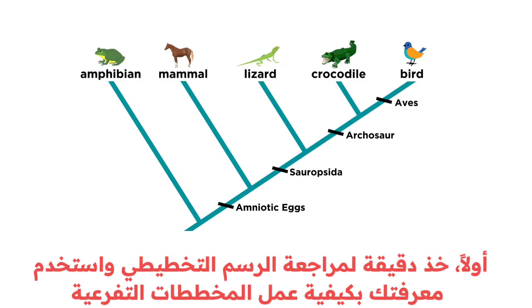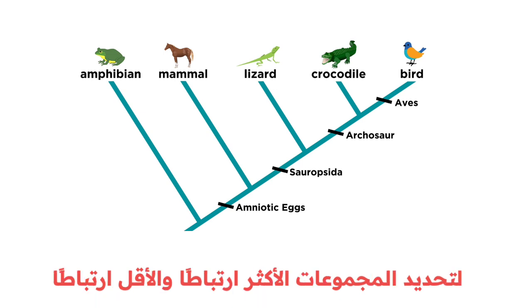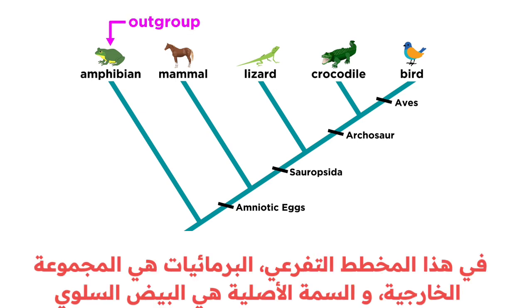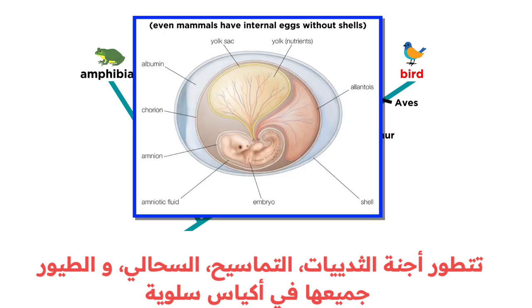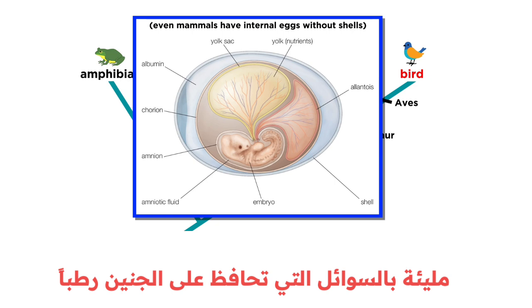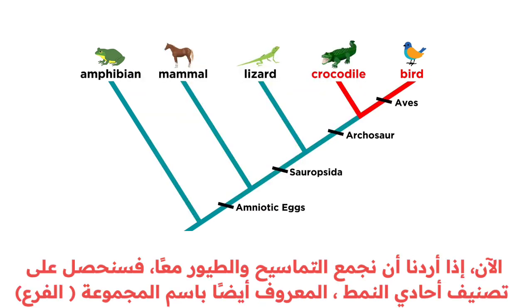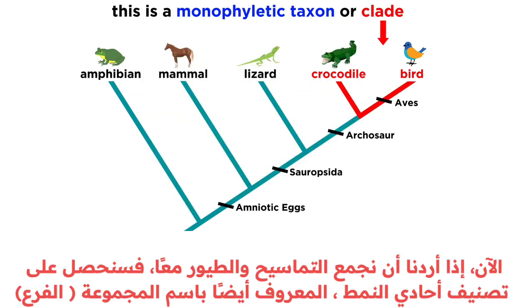First, take a moment to just review the diagram and use your knowledge of how cladograms work to determine which groups are more closely related and which are more distantly related. In this cladogram, the amphibians are the outgroup, and the ancestral characteristic is amniotic eggs. The embryos of mammals, crocodiles, lizards, and birds all develop in amniotic sacs, filled with fluid which keeps the embryo moist.